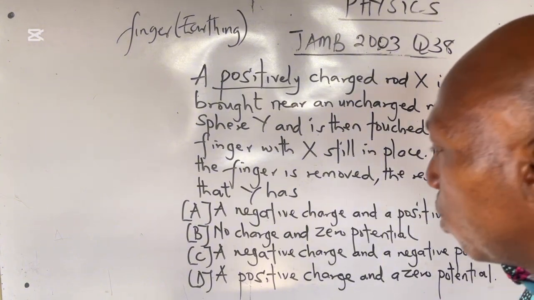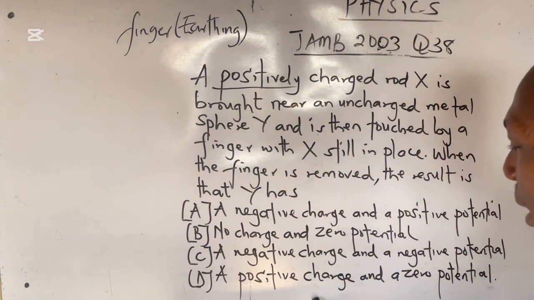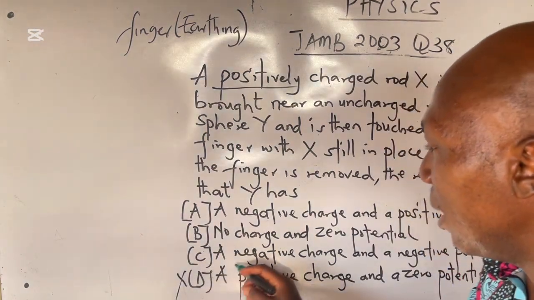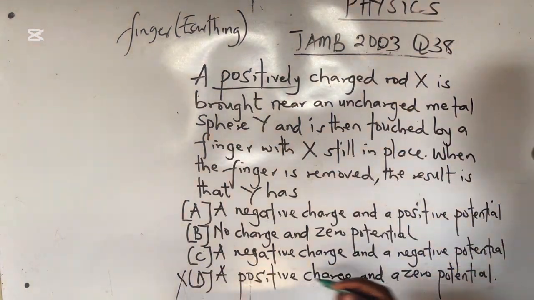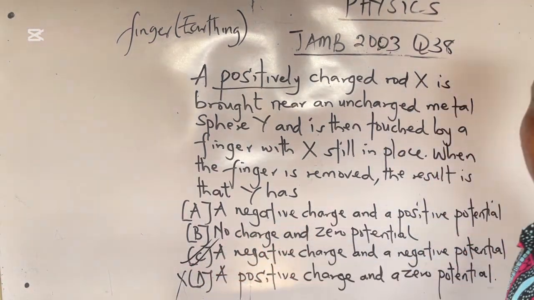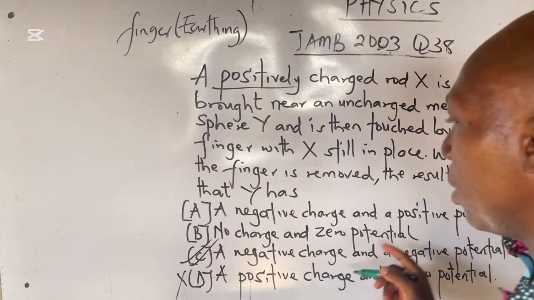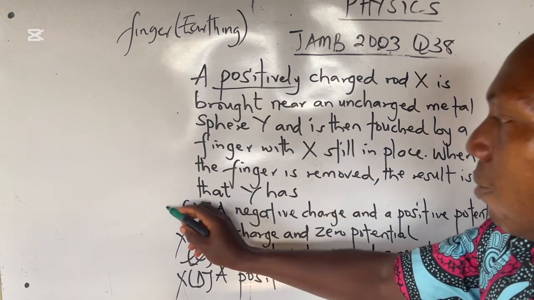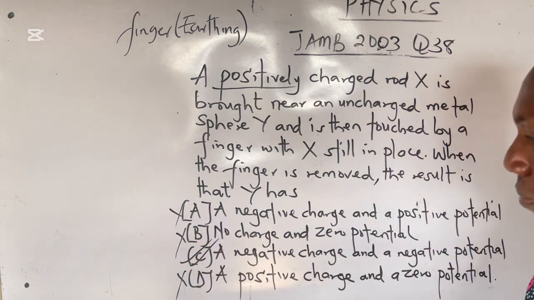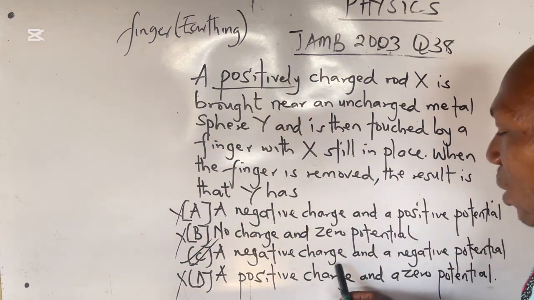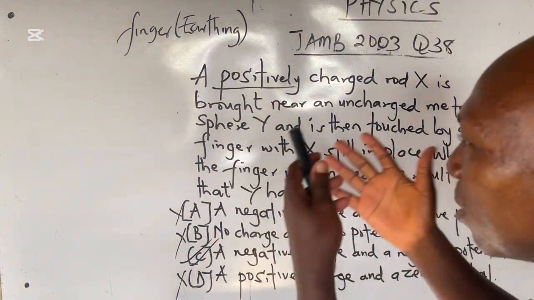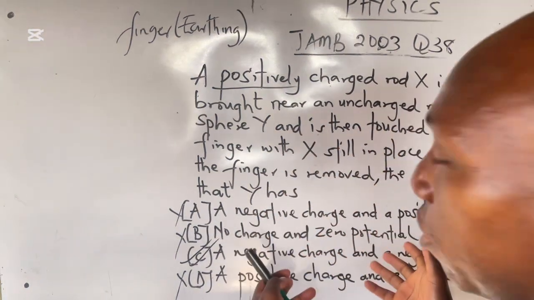So let's look at the options. A positive charge and a zero potential? No. A negative charge and a negative potential? Yes. So no charge and zero potential is wrong. A negative charge and a positive potential is wrong. So the best answer we have chosen is a negative charge and a negative potential. We have explained this information.